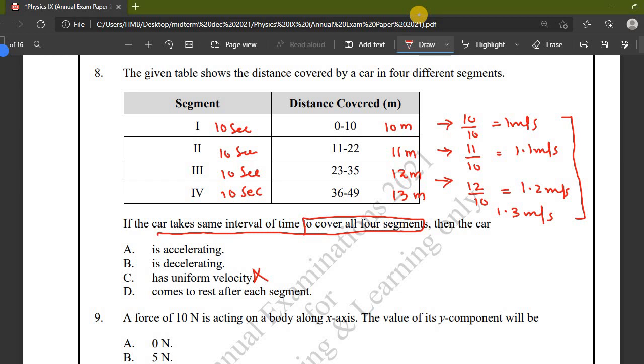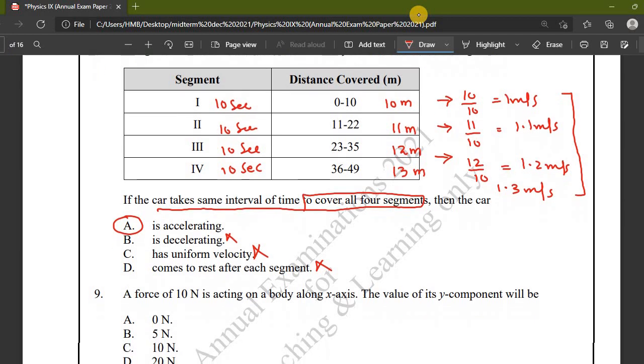Option B says that the car is decelerating, and deceleration means a decrease in the velocity or the speed. In all the four segments, speed is increasing rather than decreasing. So this option B is incorrect, and the option that the car comes to rest after each segment is also incorrect. So the correct answer for question number 8 is option A, that the car is accelerating. And why is it accelerating? Because the velocity is changing in equal intervals of time. So the correct answer is option A.